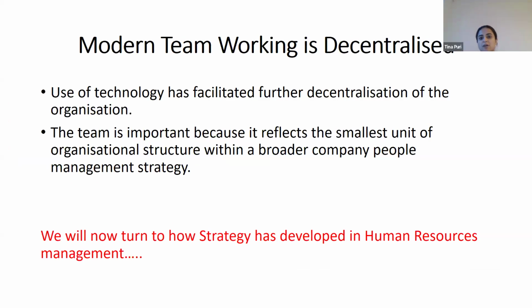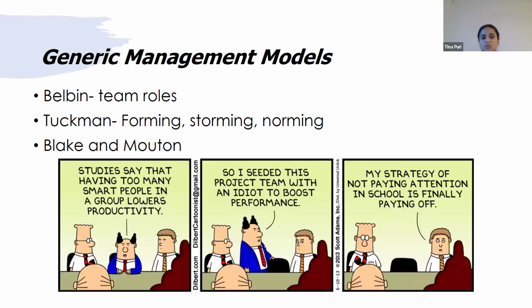Now, modern team working is decentralized. The use of technology has facilitated further decentralization of the organization. The team is important because it reflects the smallest unit of organizational structure within a broader company people management strategy. So we will now turn to how strategy has developed in human resource management.